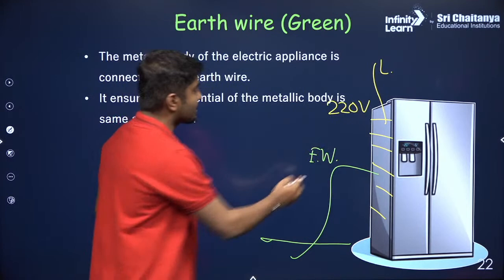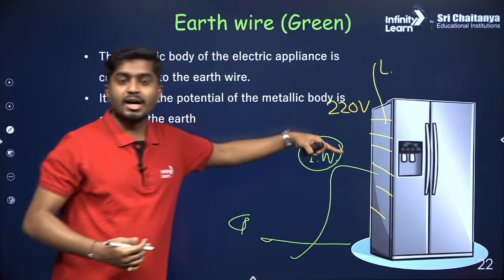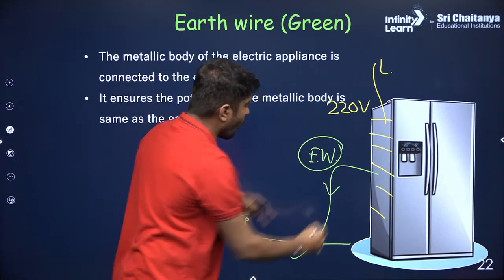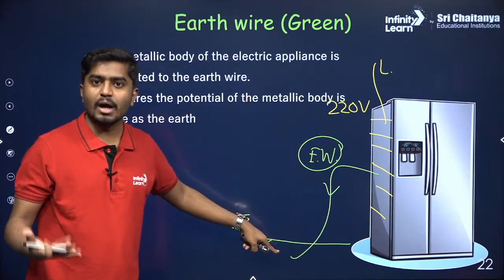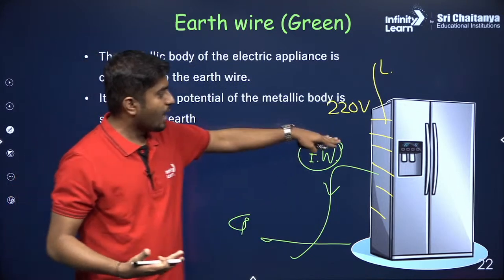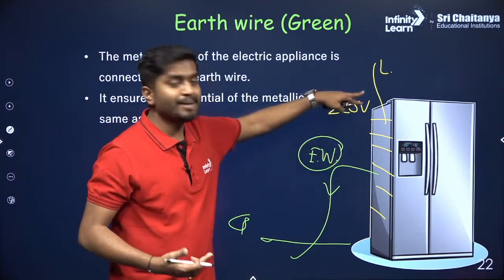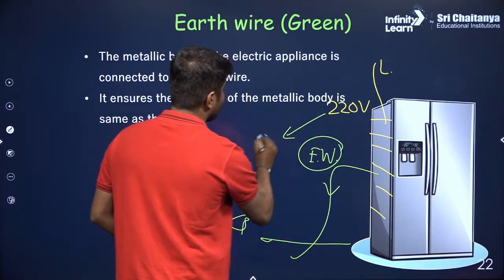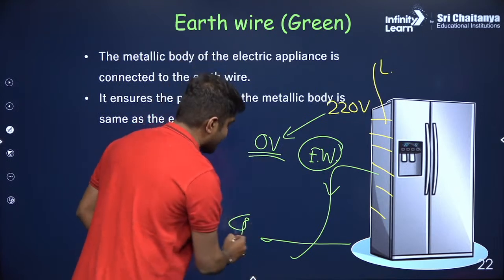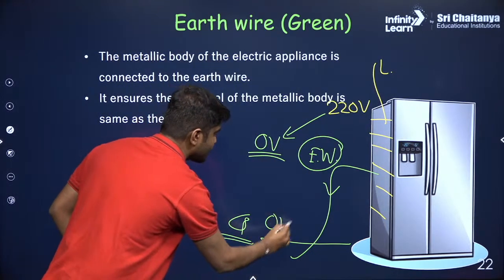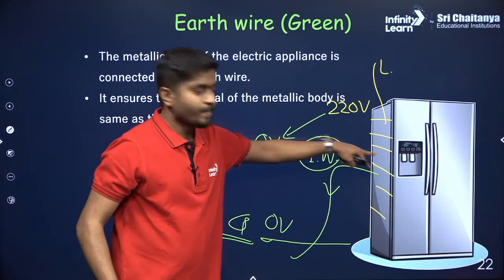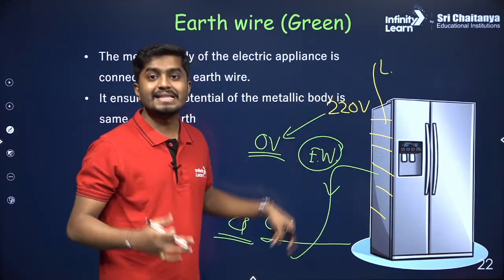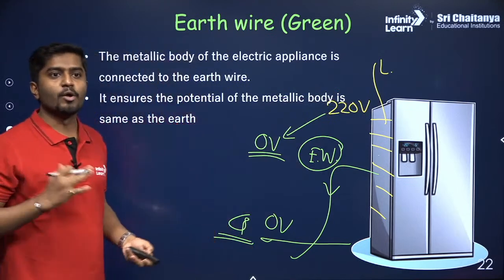So let's suppose this earth wire can remove all the extra charges. If it removes all the extra charges and sends them to the ground, the potential of this metal plate is restored, so this 220 volts will be restored to 0 volt, which is the same as the potential of the ground. If you connect these two, both of them will be at 0 volt. So now this device is safe. You don't have to worry about it.